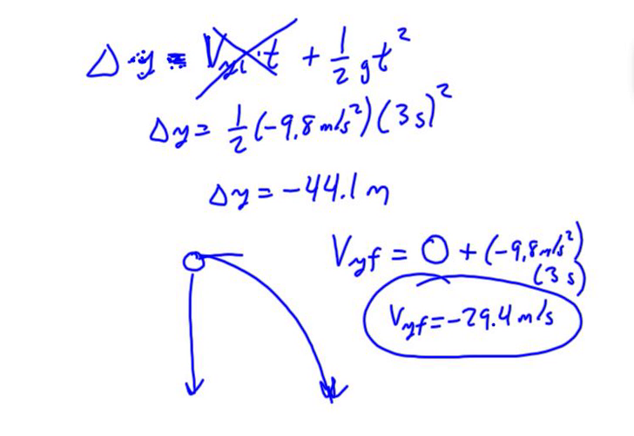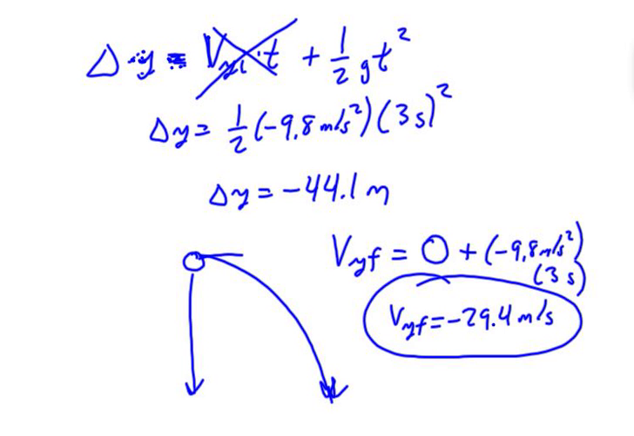And this should make sense. Remember, 9.8 meters per second squared means every second it accelerates by 9.8 meters per second. So over 3 seconds, it reaches almost 30 meters per second. And again, that's negative because it's falling, but this is a reasonable velocity to expect.